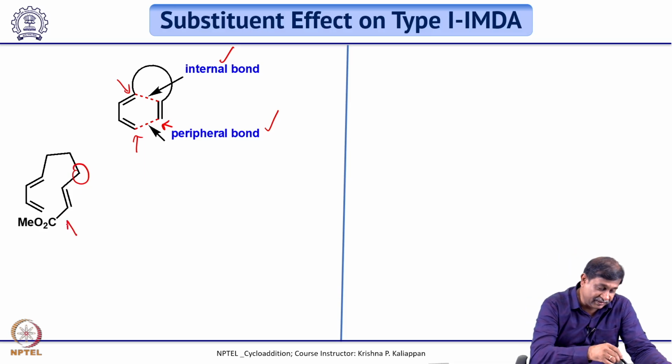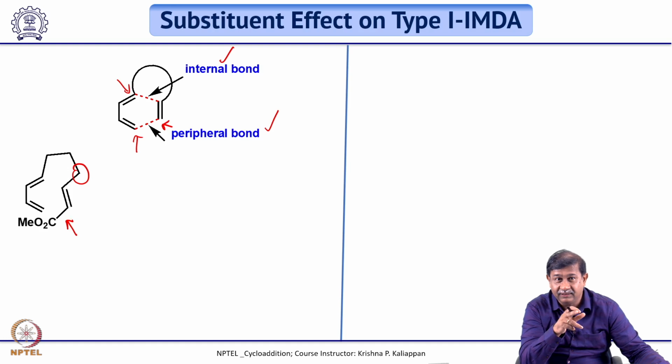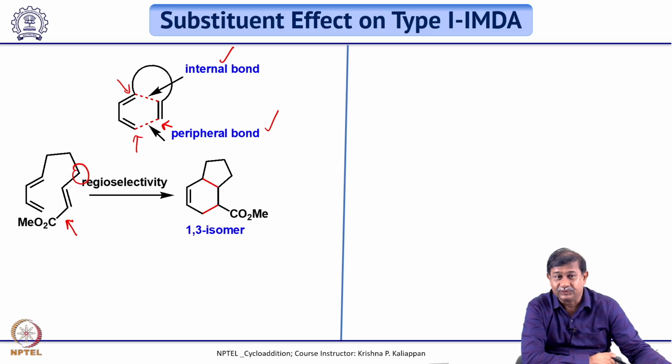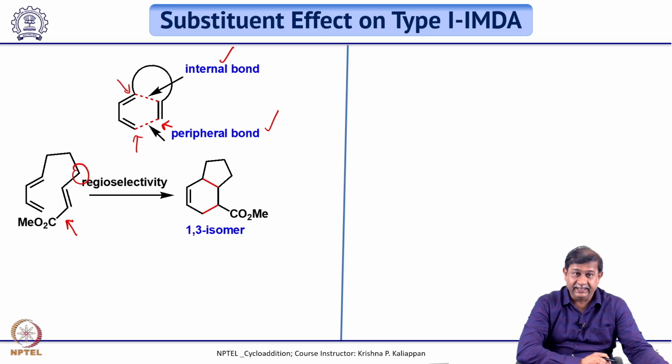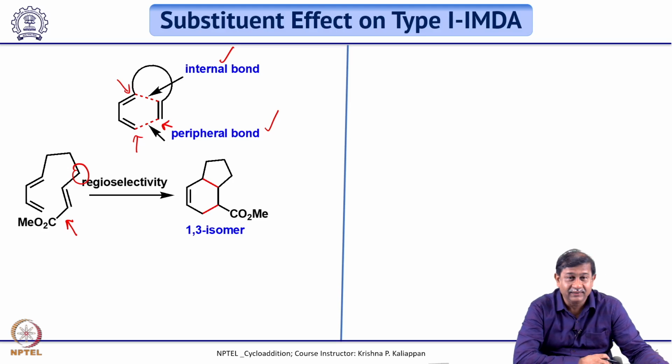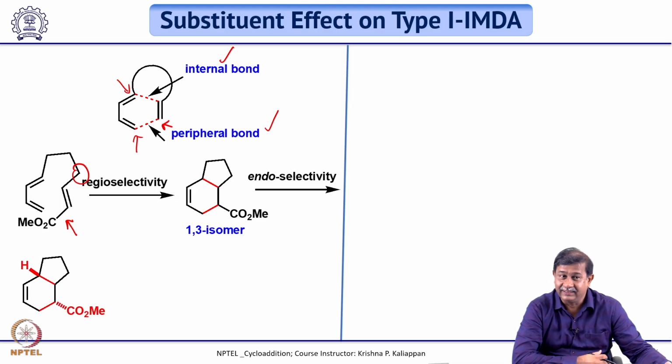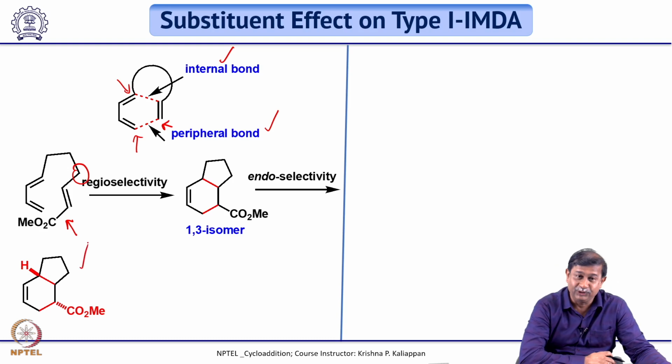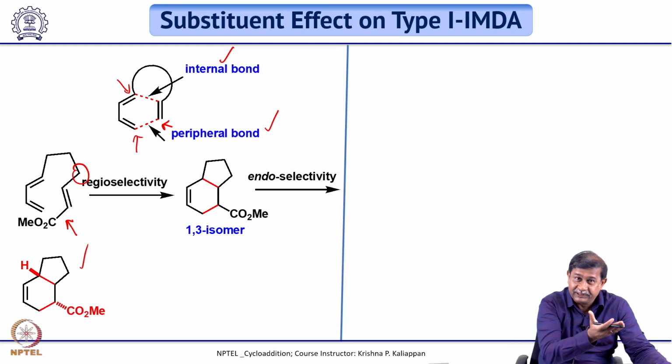So, now we have a substituent which is at the terminal carbon of the dienophile. That means in the product it will be part of the cyclohexene ring. So, you can see here in this case what you get is the 1,3 isomer. Normally the 1,3 isomer is not allowed, but because of the position of the ester, you get the 1,3 isomer, and that also will give you the endo product, because endo is with respect to the ester.